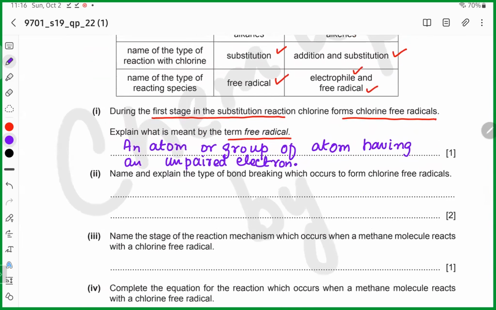Yes. Yes, sir. Okay. Name and explain the type of bond breaking which occurs to form free radical substitution. Whenever a free radical substitution occurs, the bond is broken in such a way that both the atoms have their own electron with them after the breaking, and that kind of breaking is called homolytic fission.